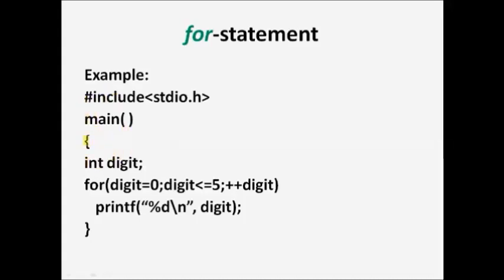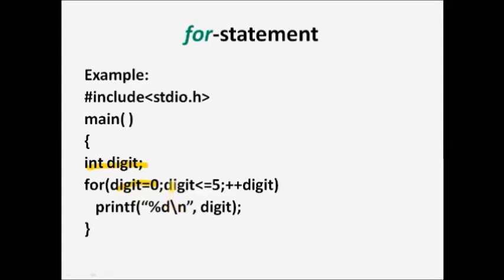See this program. Inside the main function, within these curly braces, you can see the code. This is the first statement inside the main function. In this statement, I have declared an integer variable digit, and after that there is a for statement. In the for statement, for is followed by parentheses enclosing three expressions. In the first expression, the value 0 is assigned to the variable digit.